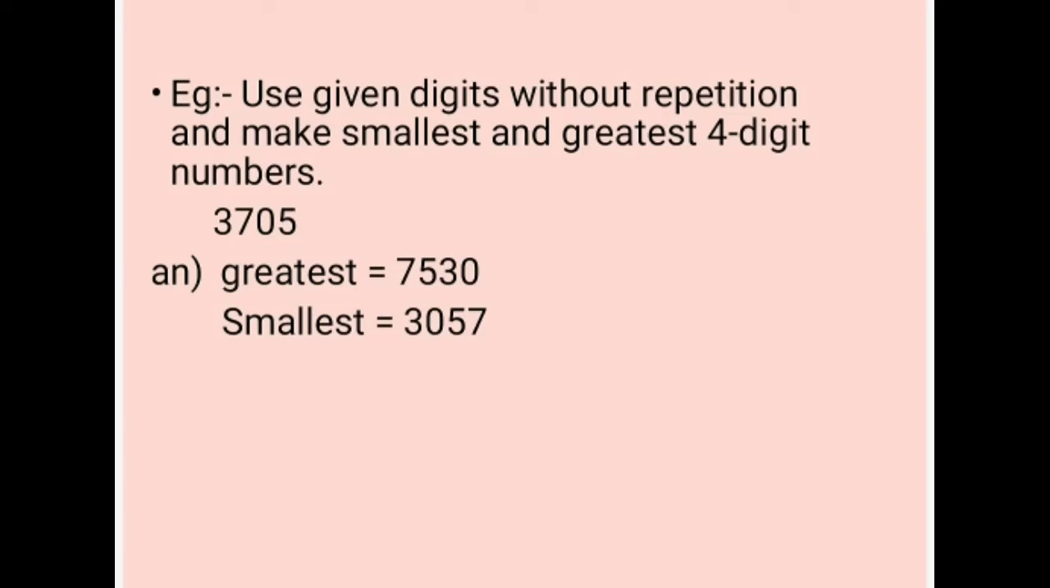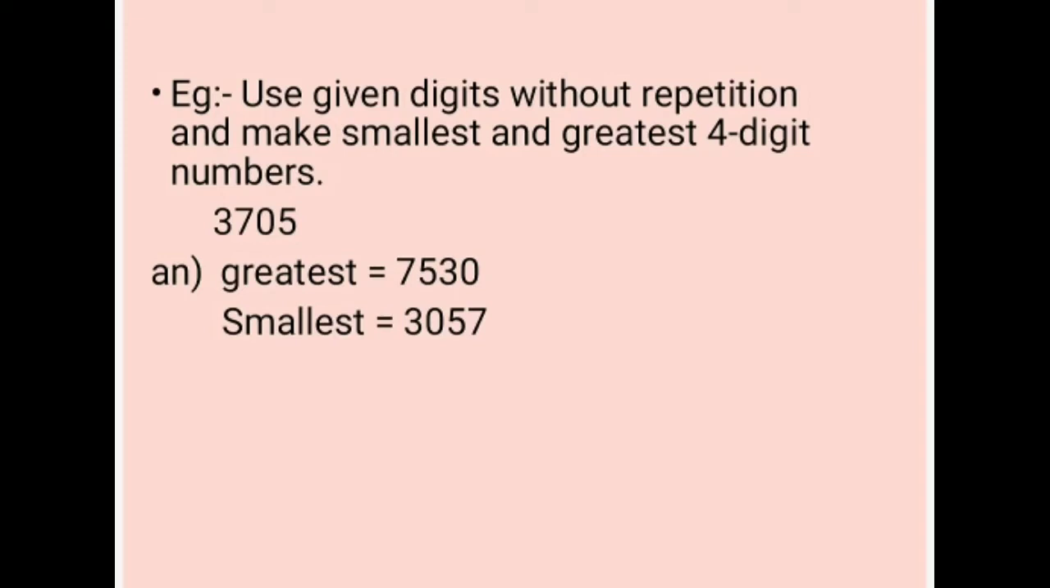A question: use the given digits without repetition and make the smallest and greatest 4-digit numbers. So 3, 7, 0, 5 are the given digits. We want to make the greatest 4-digit number and the smallest 4-digit number using these digits. To make the greatest number, we arrange the digits in descending order. That means the digit with the greatest value, 7, is in the first position, then 5, then 3, then 0. So it is in decreasing order. Now you will get the greatest number using those digits, that is 7530.